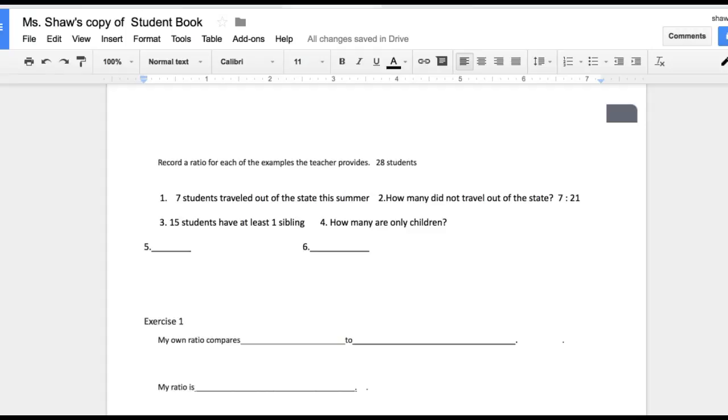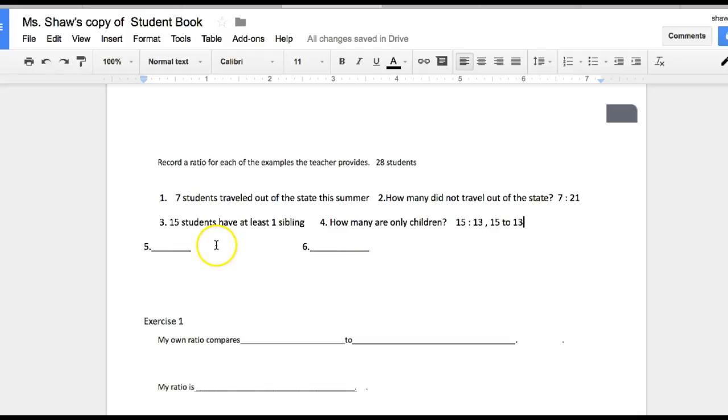Okay, hopefully you've done 28, take away 15, and that would be 13. So if 15 students have at least one sibling, it'll be 15 students with a sibling, colon, to 13 students that are only children. And these are made up numbers. In your actual classroom, you might find that this is actually different. Another way of writing that, you remember, is 15 to 13.